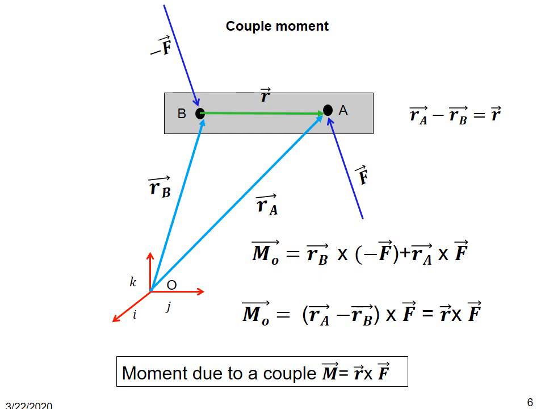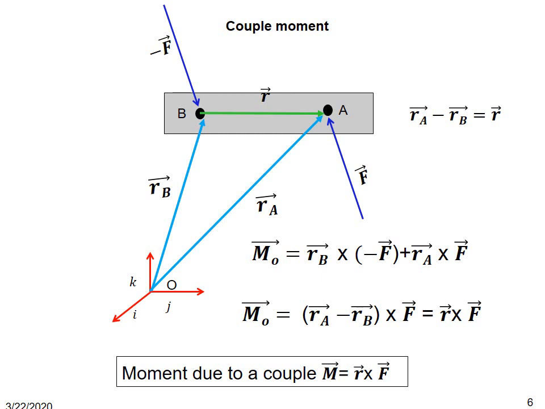Now we will derive an expression for couple moment. The object is acted on by two equal and opposite forces, F and minus F, as indicated at locations A and B.